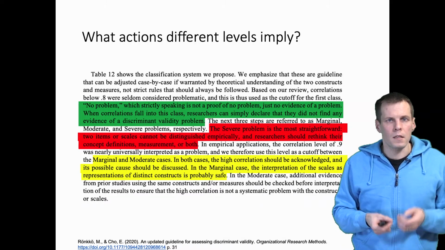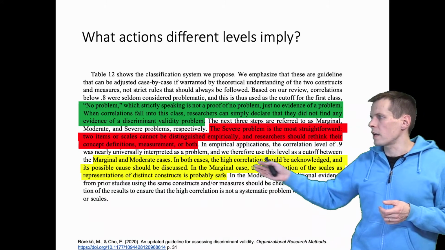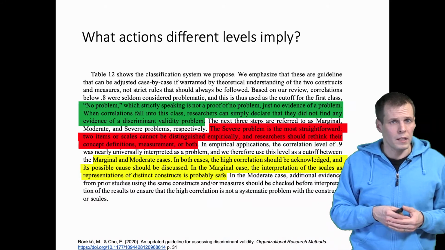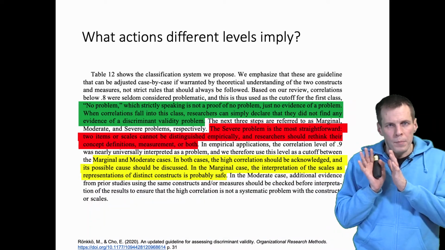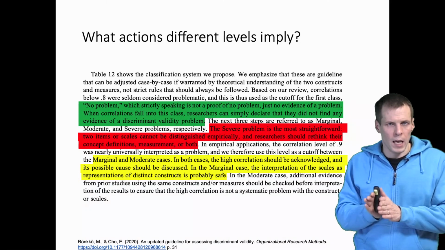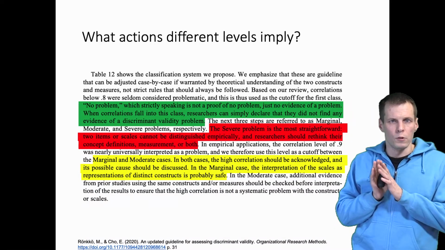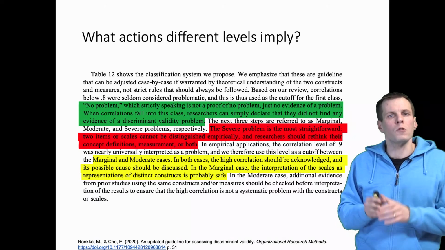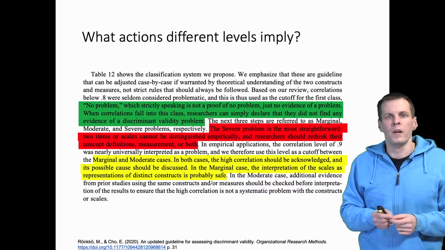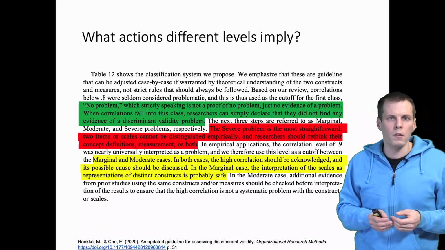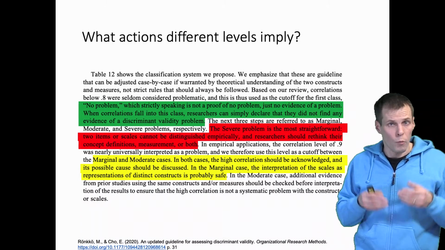These other cases, the moderate case and the marginal case, are something that we can live with. In the marginal case, there is a problem, but it's probably safe to proceed without doing much. Of course, you need to explain that you have a marginal discriminant validity problem, and then you need to explain why you think that it is not a problem in your particular study.